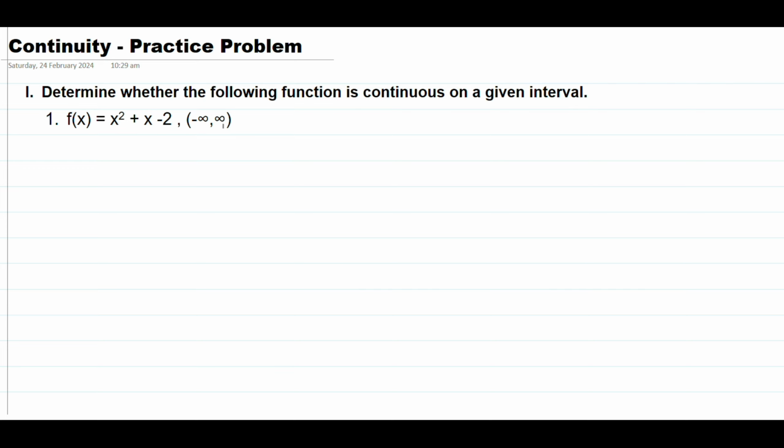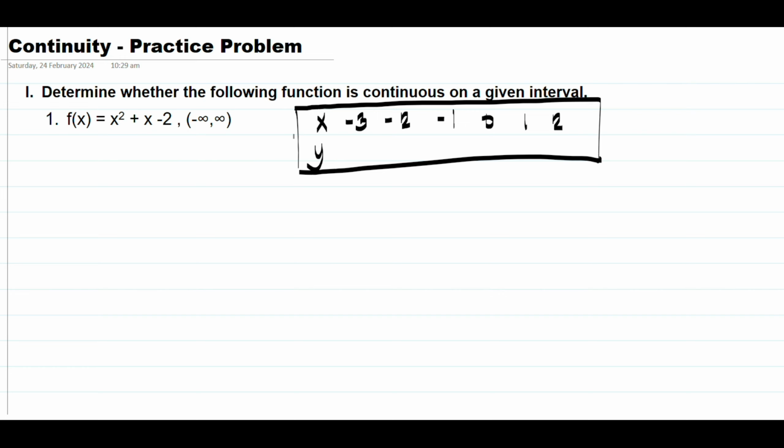So to check whether the given function is continuous in the given interval, let us set values for x. Let's say we have negative 3, negative 2, negative 1, 0, 1, and 2. So let us create a table of values. We have the values of x from negative 3 to positive 2, and we are going to substitute these values of x in the given function to find the values of y.